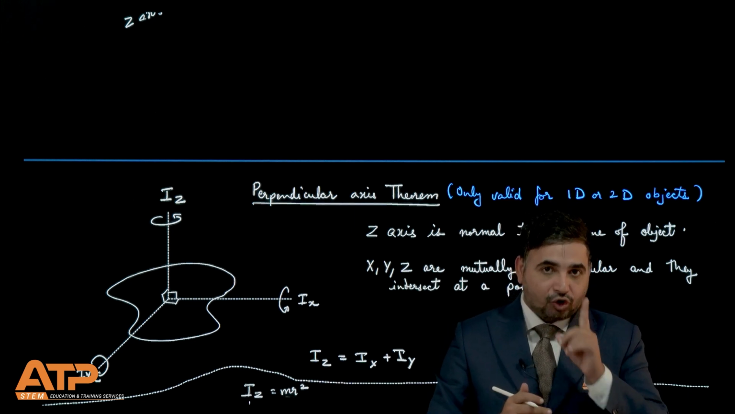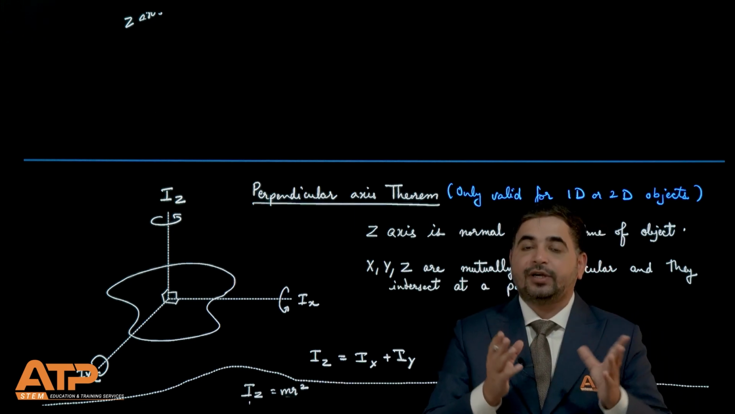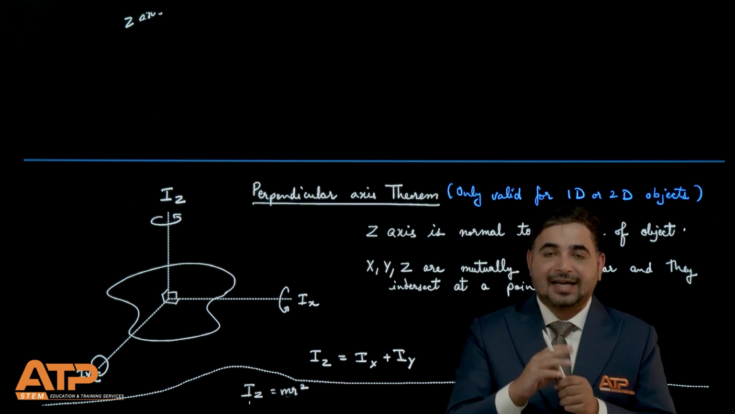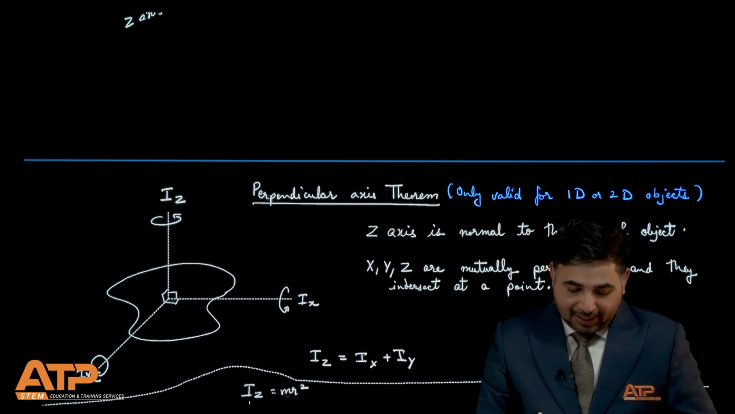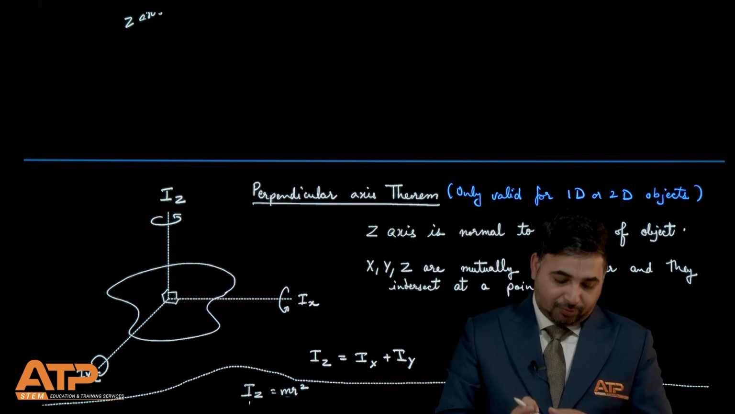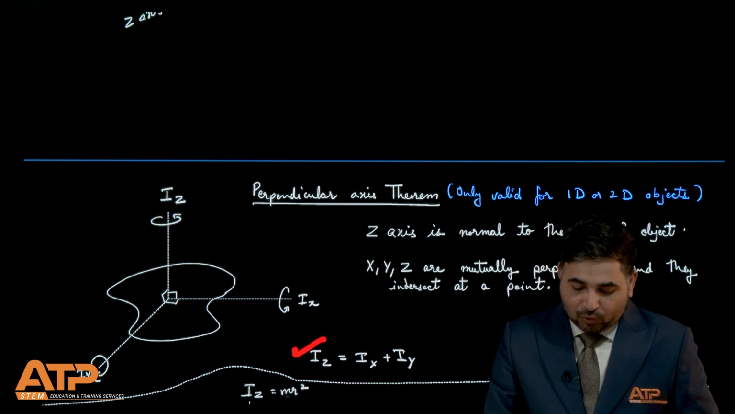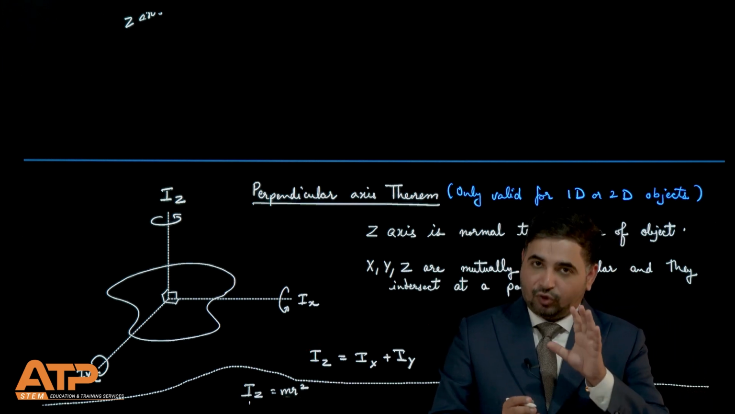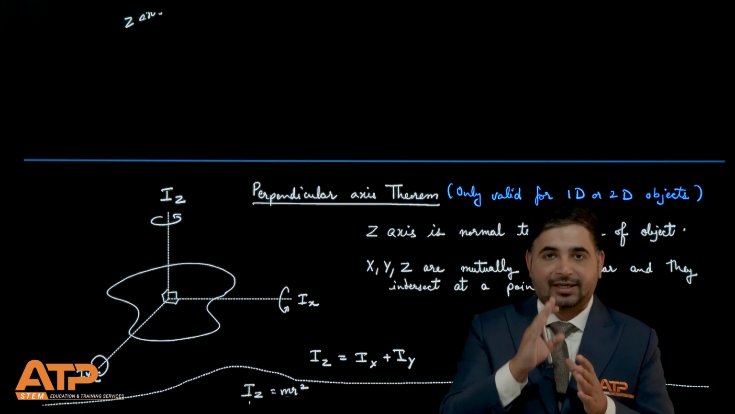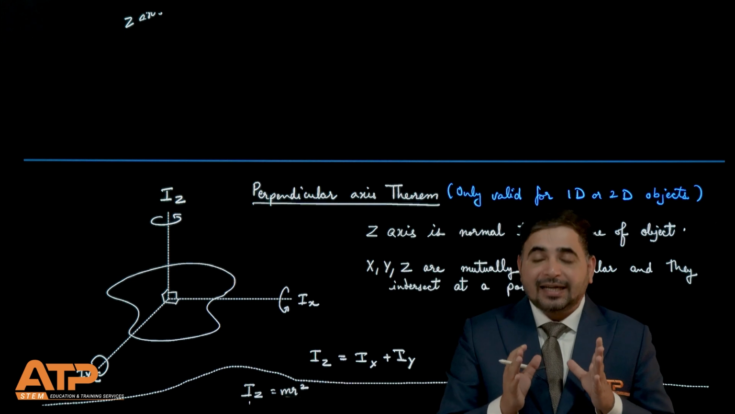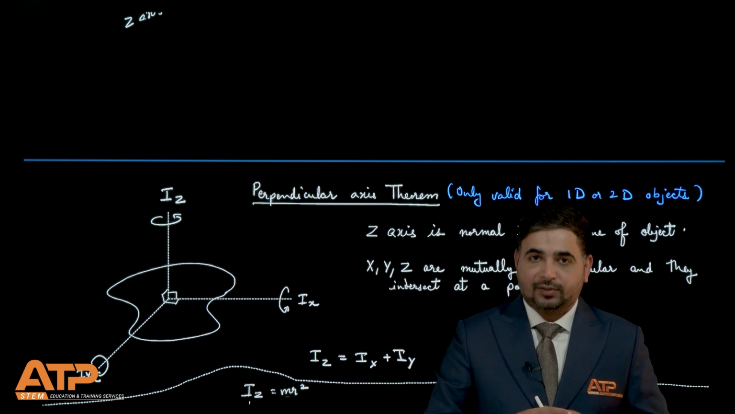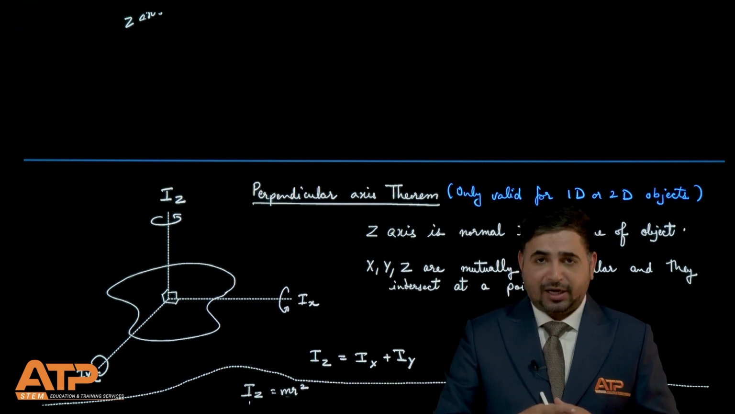So first you make sure never to use this theorem for a 3D object, only for 2D object, and then the axis needs to be along your z-axis normal to the plane of the object. And then x and y are gonna be into the plane or along the plane of the object. So the theorem simply says Iz equal to Ix plus Iy, and you have to make sure that the three axes are perpendicular to each other and they definitely intersect at a point. Okay, all these conditions are required for us to apply perpendicular axis theorem.